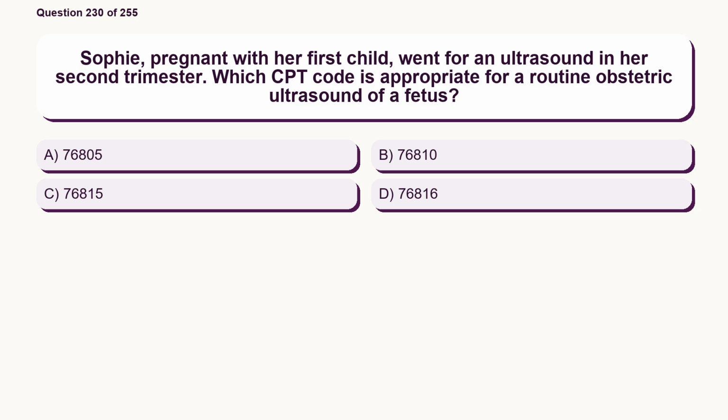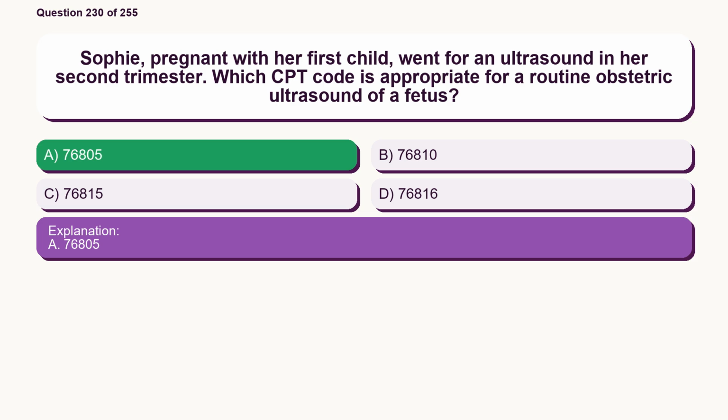Question 230. Sophie, pregnant with her first child, went for an ultrasound in her second trimester. Which CPT code is appropriate for a routine obstetric ultrasound of a fetus? Option A 76805, Option B 76810, Option C 76815, Option D 76816. The correct answer is Option A, 76805.